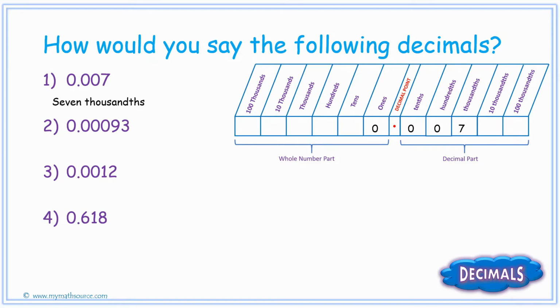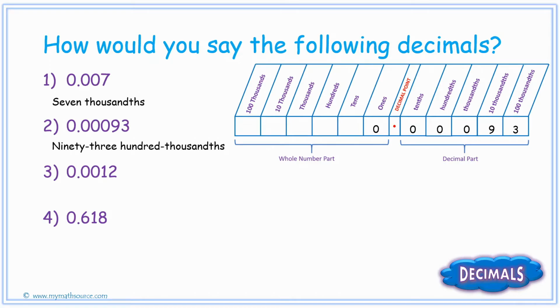Okay, let's try the second number. If we put this number into the place value chart, we will notice that the last two digits comprise our number, so we would say 93. Because the 3, the last digit, is in the hundred-thousandths position, we will simply say 93 hundred thousandths.